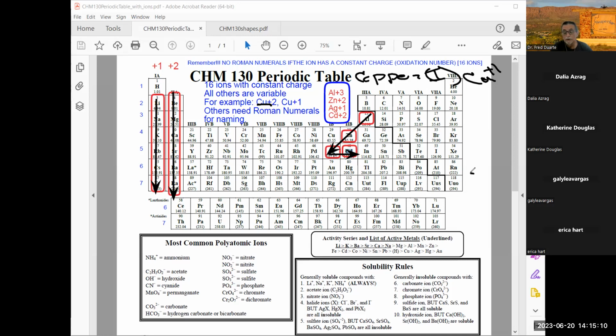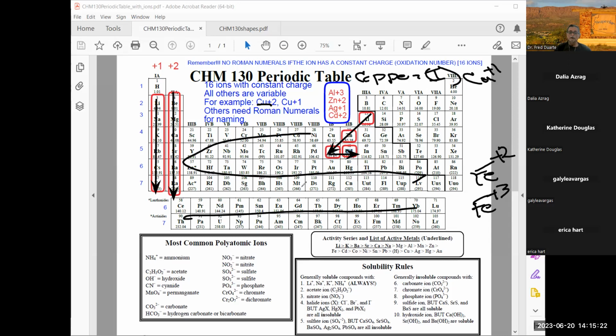Iron, for example, exists as either a +2 or a +3, okay? And like I said, all these other metals can have a variable oxidation state. When we need to describe those, we have to be specific, and we have to write their name longhand and then put in parentheses the Roman numerals to describe what oxidation state.